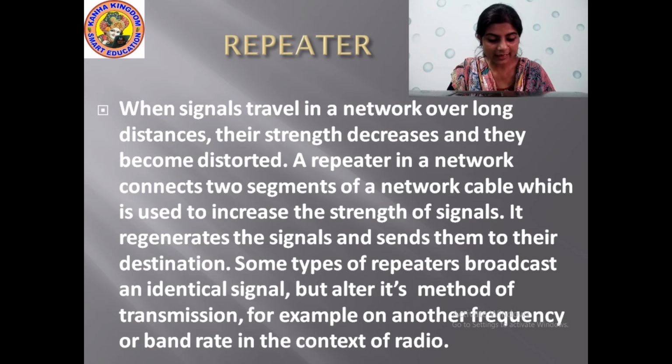For example, we can say on another frequency or baud rate in the context of radio. In a radio, if the signal is not being transmitted, this repeater helps to transmit the signal to this radio by altering the way of transmitting the data. Understood? It will alter, that means it will change its way to send the signal, and these are actually done in radio systems where the signals are received by a particular network. Okay.